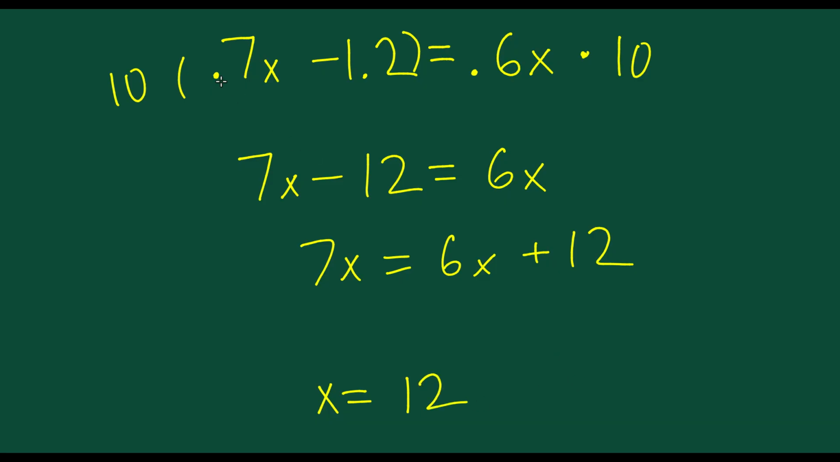So don't let the decimals scare you, right? We started off with 0.7x minus 1.2 equals 0.6x. This looks kind of difficult. But once we multiplied by 10 on both sides, this turned into this, which is really easy. Boom. And there you go.